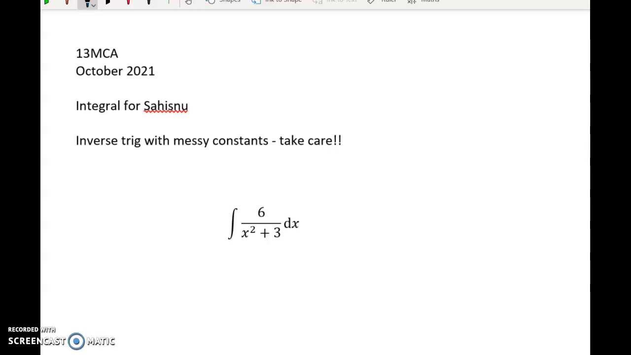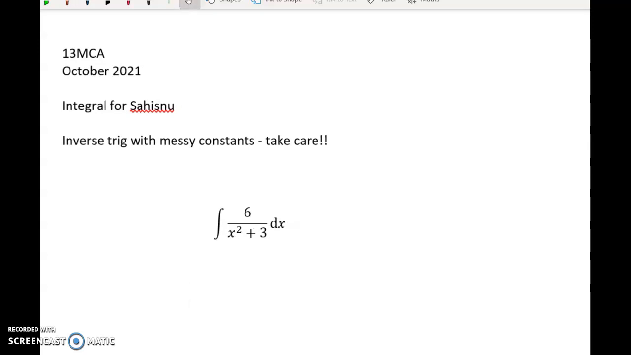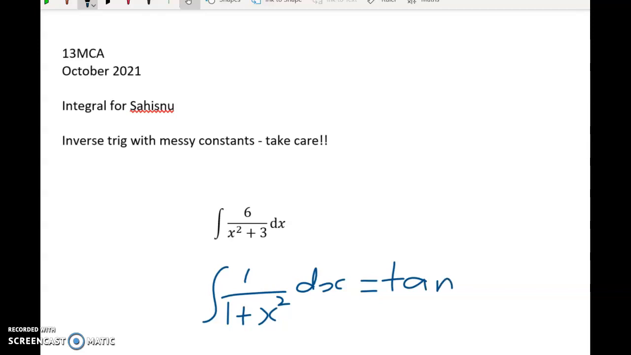So what you should recognize when you see this integral is that it's going to be some kind of inverse tan thing, right? Because we know that our basic integral of 1 over 1 plus x squared dx is equal to tan inverse of x plus c.